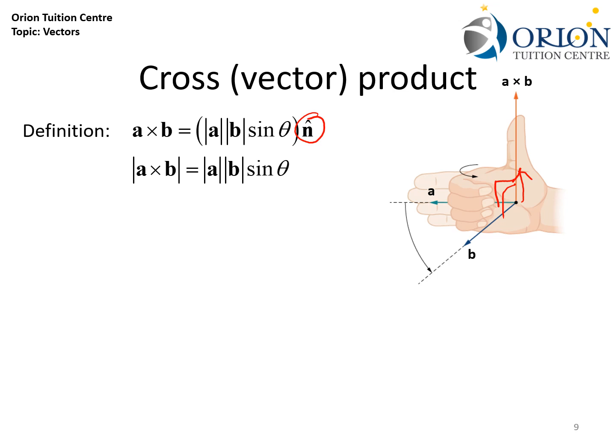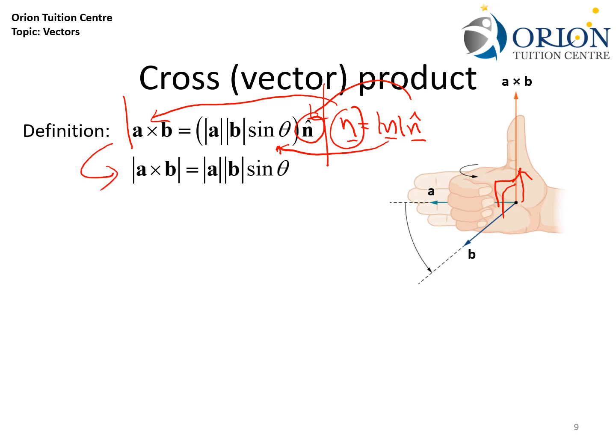So you can think of this as n equals mod n times n cap, where n is A cross B, mod n is AB sine theta, and n cap is the unit normal vector. Of course, with the unit normal vector, this form is not very useful, and what we want to do is get rid of the unit normal vector by simply applying a pair of modulus, and thus we obtain this second form over here.